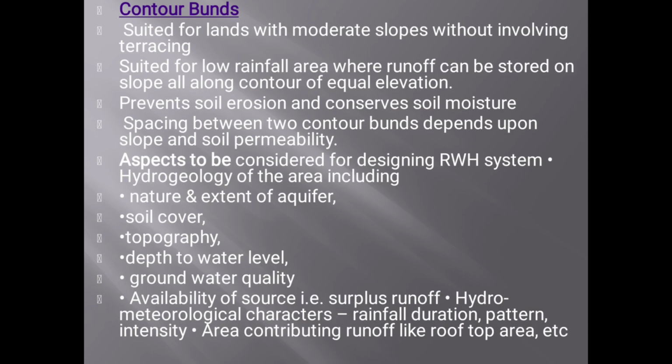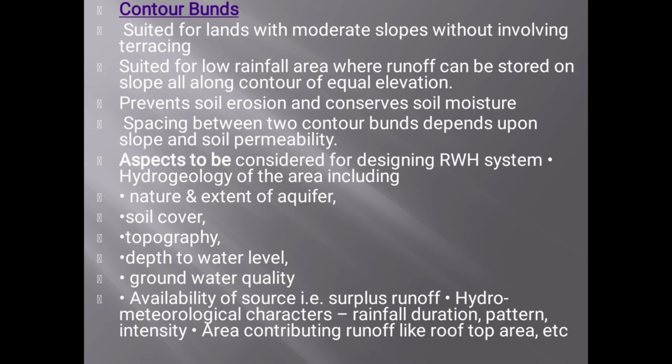Next one, contour bunds. These are rainwater conservation measures suited for lands with moderate slope without involving terracing. Suited for low rainfall areas where runoff can be stored on the slope all along contours of equal elevation. They prevent soil erosion and conserve soil moisture. Spacing between two contour bunds depends upon the slope and soil permeability.